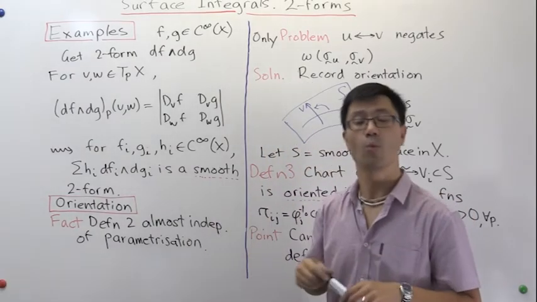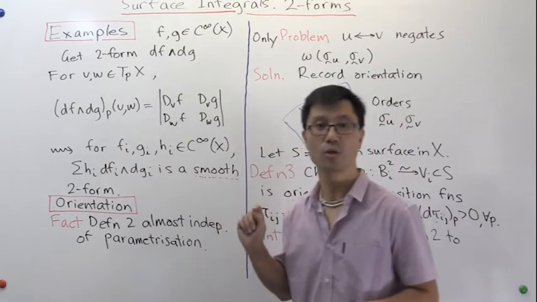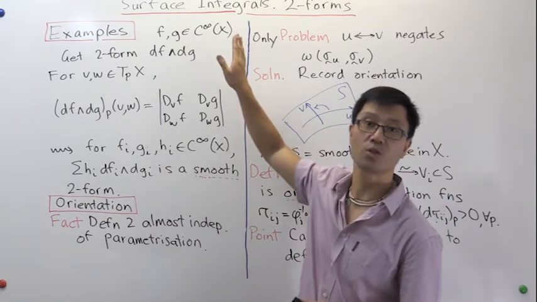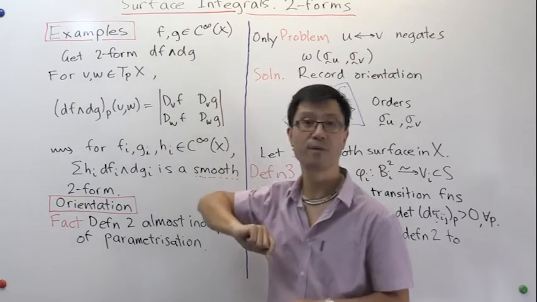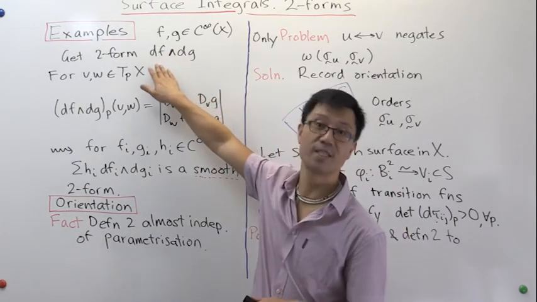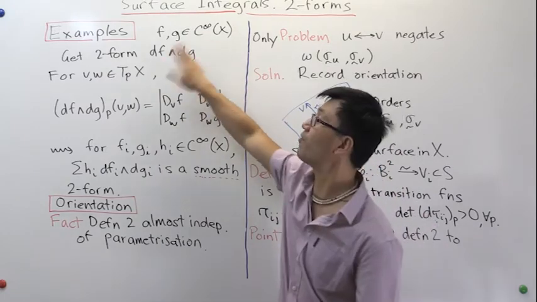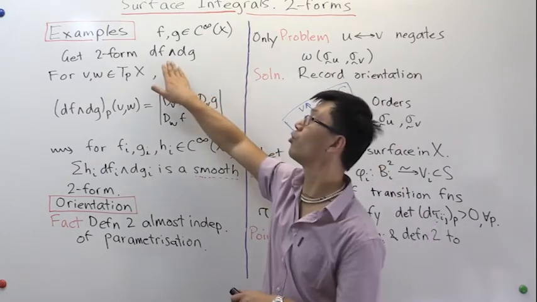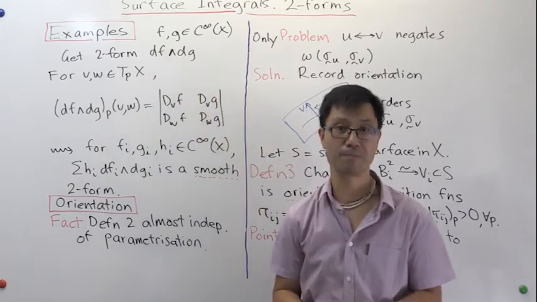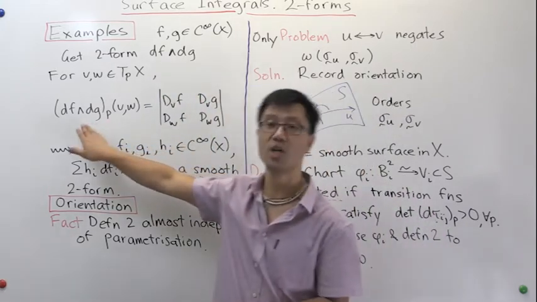Well, recall that when we looked at line integrals, one way to get one forms was to consider a smooth function like f, and then we found one form was df. And what I claim now is that if instead you're given two smooth functions, f and g, we're going to get a new two form df wedge dg. Okay, so what's df wedge dg?